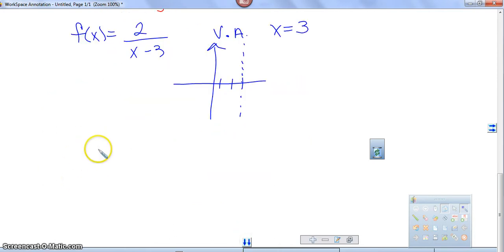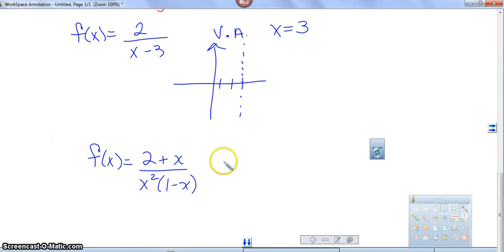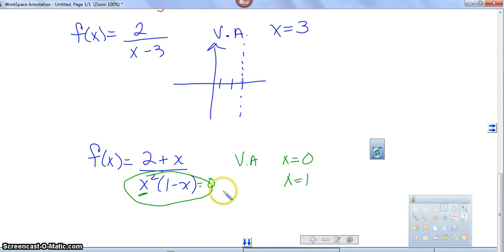Okay, so let's say f of x equals 2 plus x over x squared times the quantity of 1 minus x. This one actually has two vertical asymptotes because if I look at the denominator, nothing cancels with the numerator. So that means I can just look at the denominator. I would have a vertical asymptote at x equals 0 and at x equals 1, right? Because if I set this equal to 0, 0 and 1.